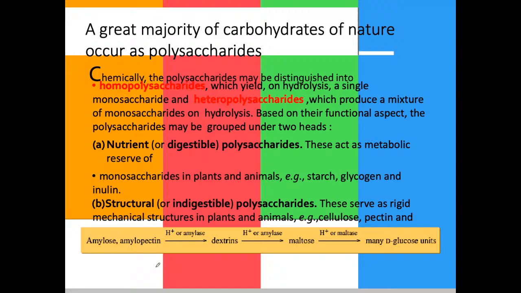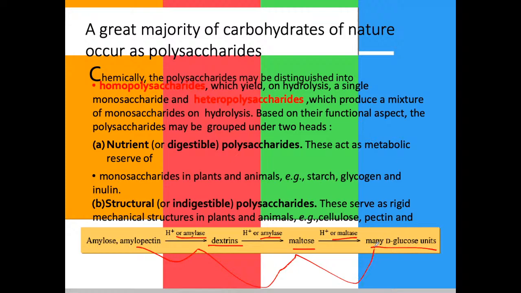The first ones are metabolic reserves of monosaccharides in plants and animals. Examples: starch, glycogen, and inulin. The second, the structural polysaccharides, serve as rigid mechanical structures in plants and animals. Examples: cellulose, pectin, and many more. Amylopectin, in the presence of amylase, gives dextrin. Then in the presence of amylase again, it gives maltose. And in the presence of maltase, it gives many glucose units. That's how you break them into different parts.